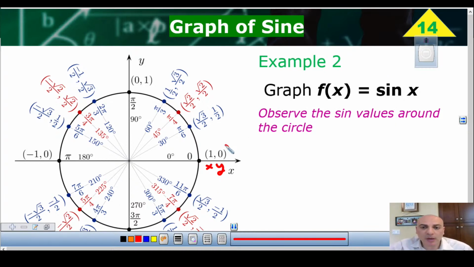So basically I'm looking here. I'm looking at 0, and I'm looking at 1/2. See that? Sine of 0 is 0. Sine of 30 is 1/2. Sine of 45 is this amount.